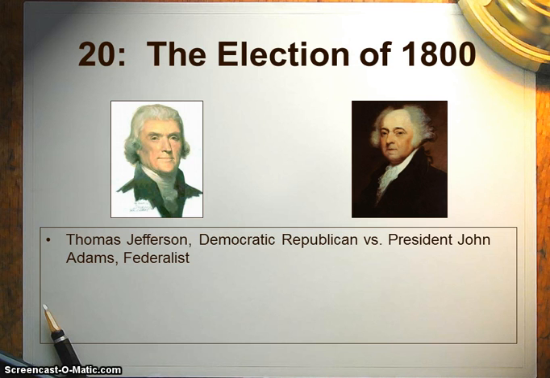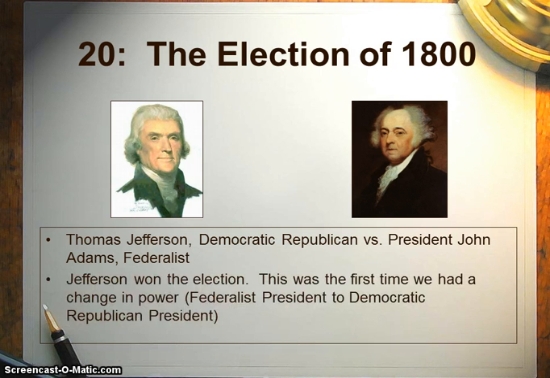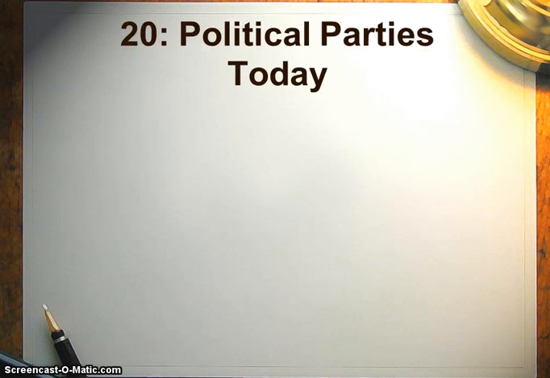So George Washington's president for the first two terms, then John Adams. This is John Adams running for re-election, actually. So he runs against Thomas Jefferson, and Jefferson wins the election. The reason why this is important, it's the first time we had a change in power. We went from having a Federalist president in John Adams to having a Democratic Republican president. And the fact that the transition of power was peaceful was a very significant development in our system.